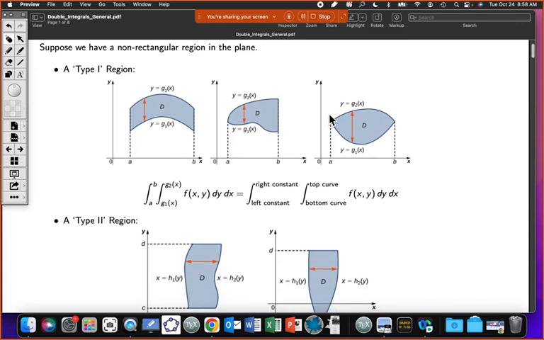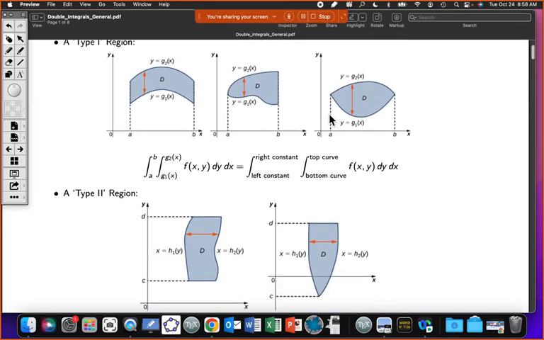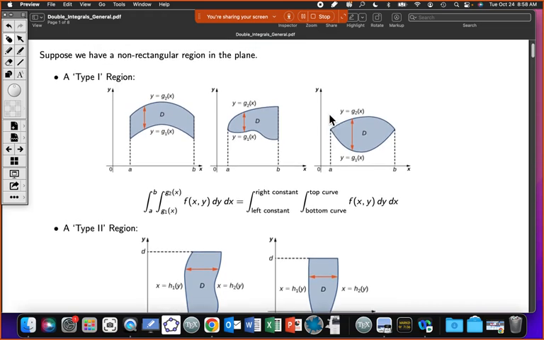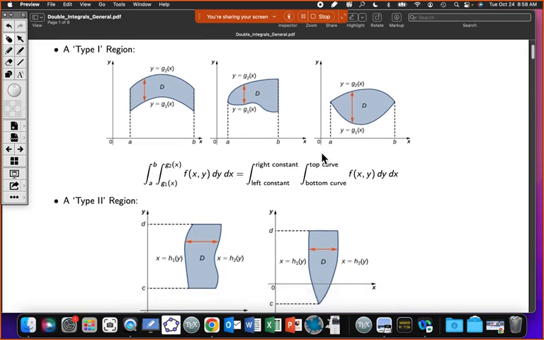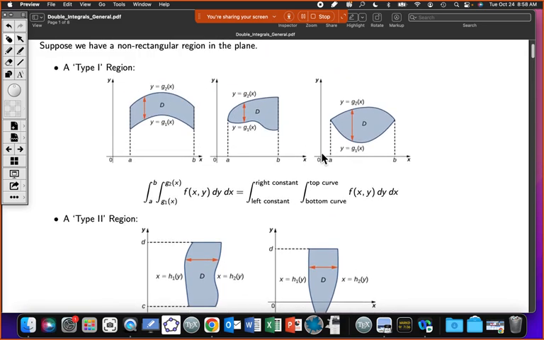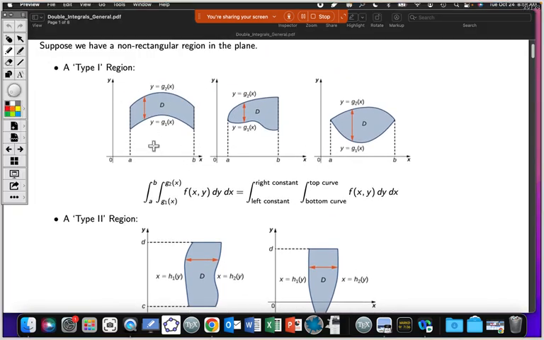So let's say you have a region here. Now this is type 1, type 2. I don't know, whatever. I've never referred to these as type 1s and type 2s. But let's take a look at this region here.